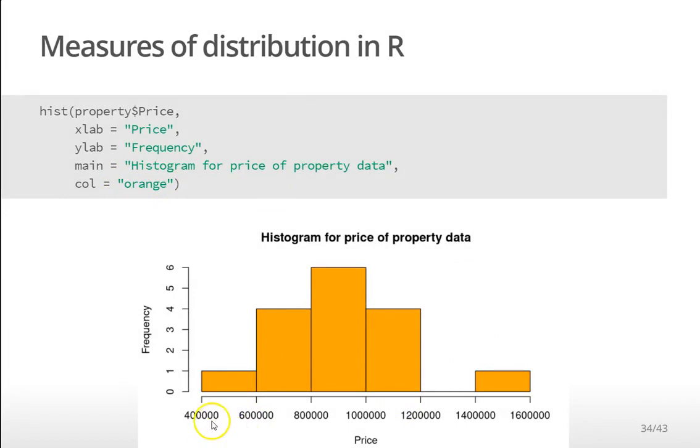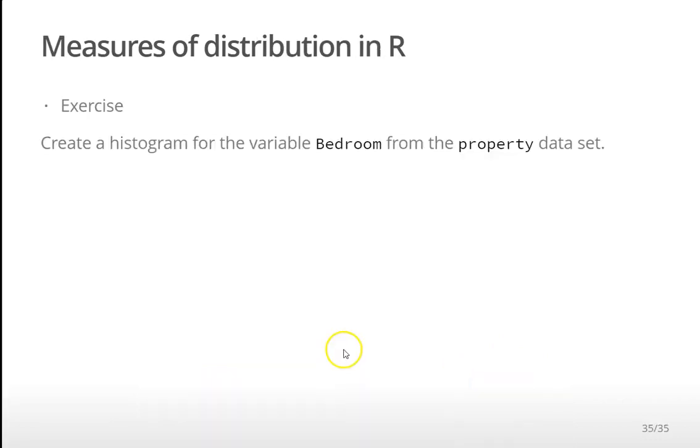The histogram is informative in a sense, saying the majority of the data set is between 800 thousand and $1 million. We don't have any property in this area. Maybe we want to purchase a few properties and put them here because maybe we have a customer and his budget is here, and just one apartment here and one expensive one. Right now, I believe you can easily do this exercise and create a histogram for the bedroom variable from the property data set.